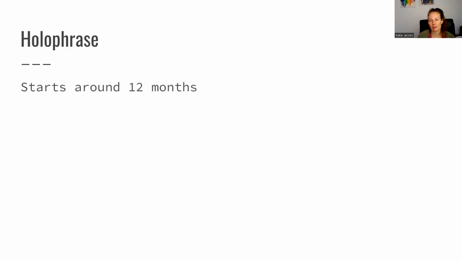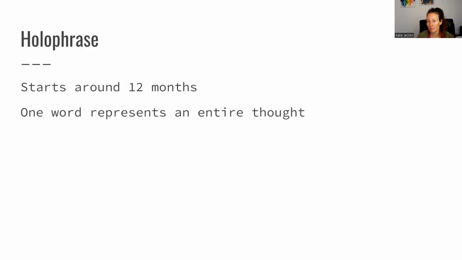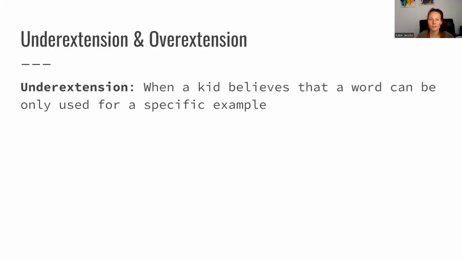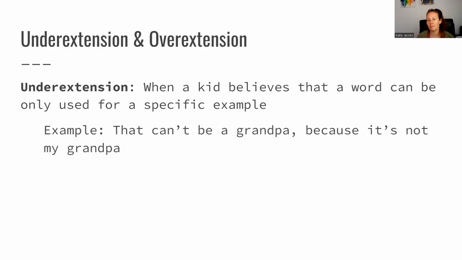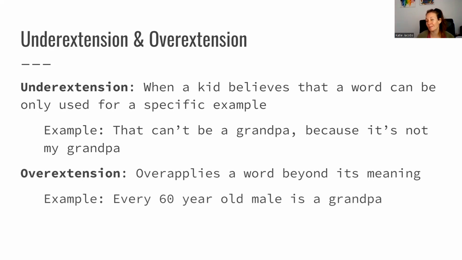Then holophrases start around 12 months. That's where one word represents an entire thought. So for example, if the baby says milk, that means the baby wants some milk. Usually, that's what they want. We also have underextension and overextension. So underextension is when a kid believes that a word can be used only for a specific example. For example, that can't be a grandpa because it's not my grandpa. And then there's the opposite. There's overextension, where you overapply a word beyond its meaning. So for example, every 6-year-old male is a grandpa.